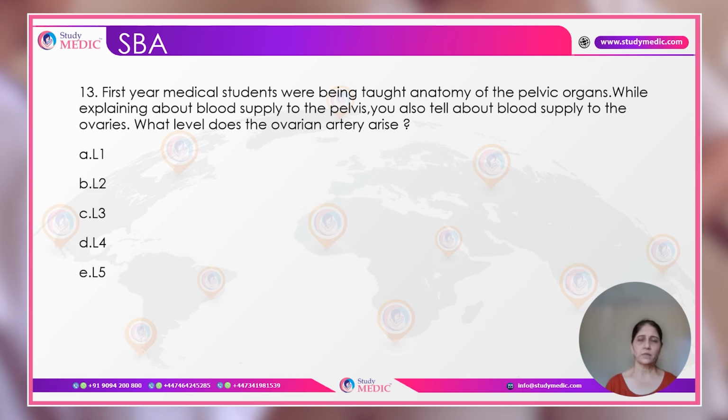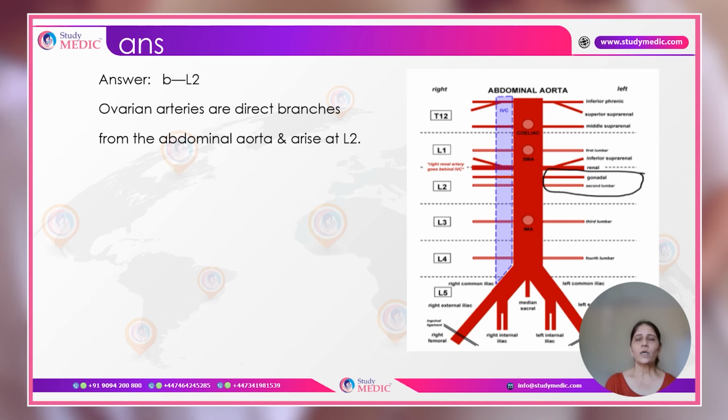This is again a knowledge based area, and you have to know that the ovarian arteries, or the gonadal or the testicular, arise at the level of L2.